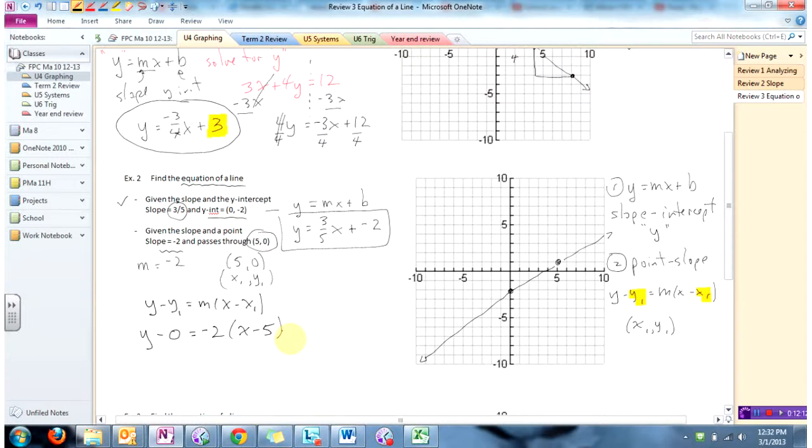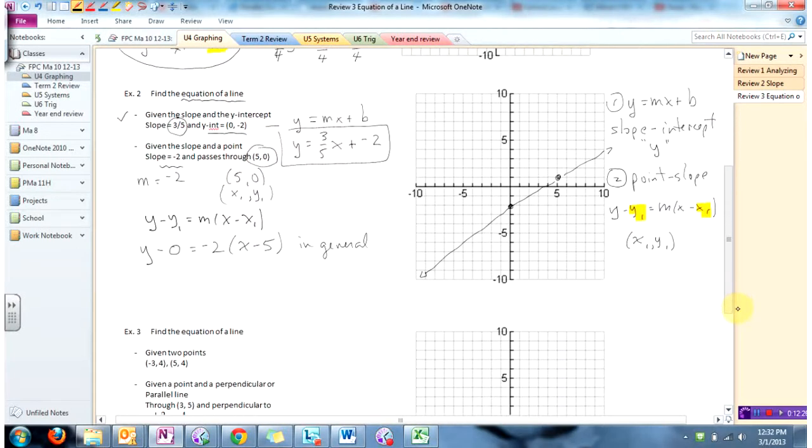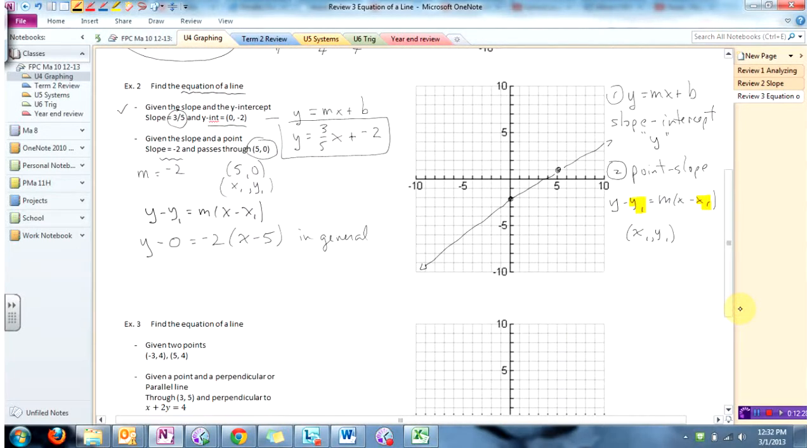What do I mean by clean it up? Often you're asked to put your final answer in general form. And if you remember, I showed you general form up here. General form is where we have no fractions and it equals 0. And we're actually pretty close here. The 0 is gone. I could distribute the -2, giving me -2x plus 10.